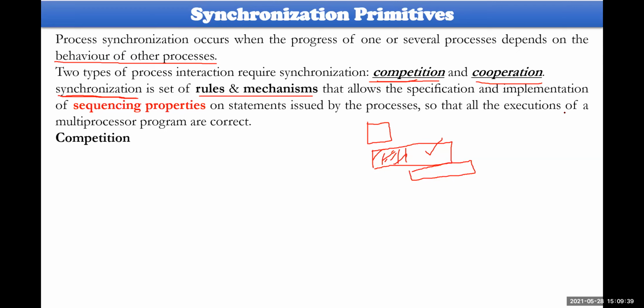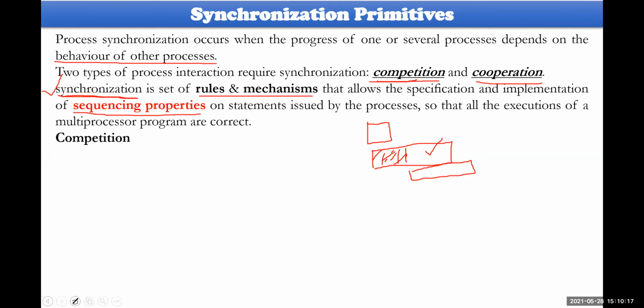To eliminate such a situation, synchronization always frames rules and mechanisms for sequencing. Sequencing means one person executes those two operations, and the second person cannot. At least the critical section must be executed in a sequential manner. Everything else can execute in parallel, but the critical section is always executed sequentially. That is the actual meaning of synchronization here.